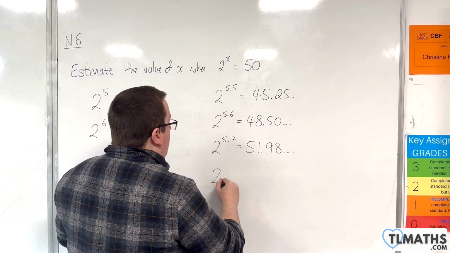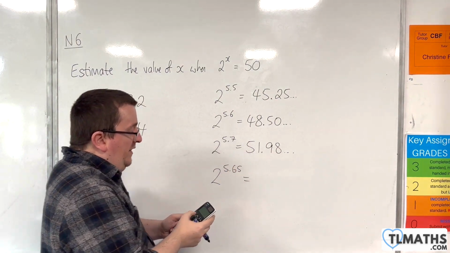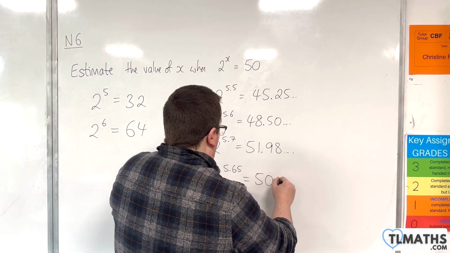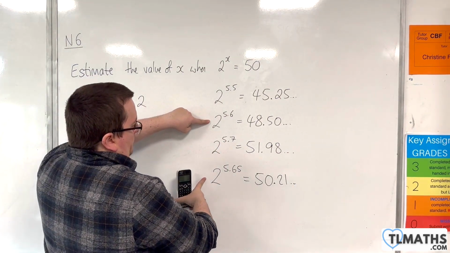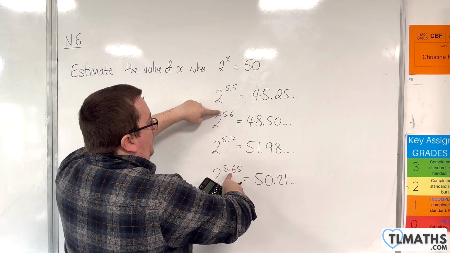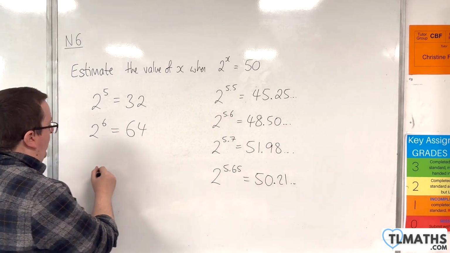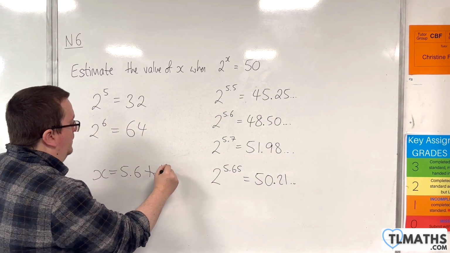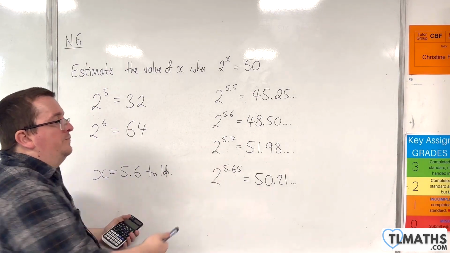So you could then look at 2 to the power of 5.65 if you wanted to get this to 1 decimal place. And that is 50.21, etc. So it's between those two. So that means that x has to be between 5.6 and 5.65. So it has to be 5.6 to 1 decimal place. So x is 5.6 to 1 decimal place. But really by this point you have to use your calculator to help you home in.